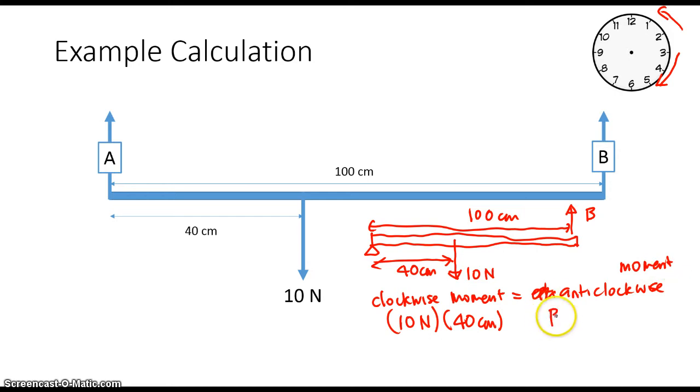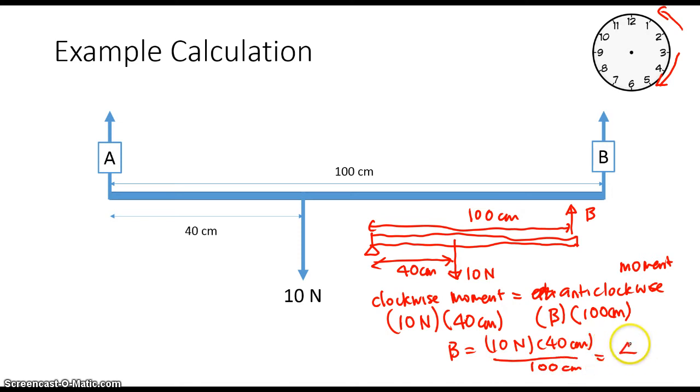For B, we don't know B, so let's just leave B. The distance from B to the pivot here is 100 cm. So clockwise moment equals anti-clockwise moment, and we are able to solve for B. B is 10 Newtons times 40 cm divided by 100 cm, which equals 4 Newtons. That's the value for B. Now let's apply the principle of moments for the calculation of A, in the next slide.